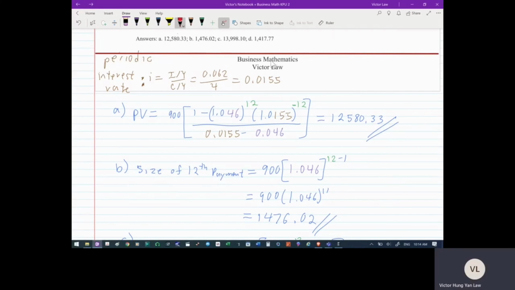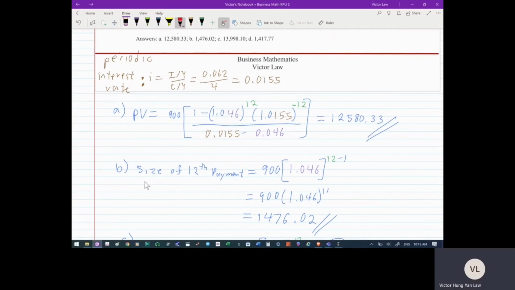Once we have the periodic interest rate, we can substitute it into the formula. We have 900 as your PMT, and K is 0.046. Your I is the periodic interest rate, 0.0155, and N, the number of periods, is 12. If you solve for the present value on your own, you're going to get $12,580.33. And that's part A.